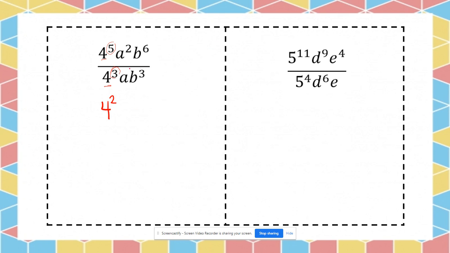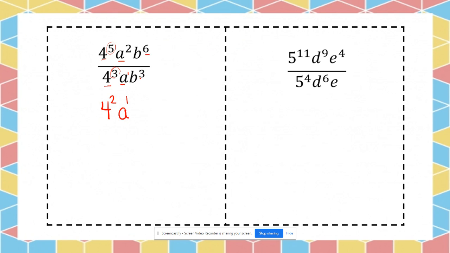Now I can do the same thing with my variables. So I have a to the 2nd divided by a, and I know that even though I don't see an exponent here, there is an invisible 1. So I'm going to do 2 minus 1, which gives me a to the 1st power. Then I have b to the 6th over b to the 3rd.